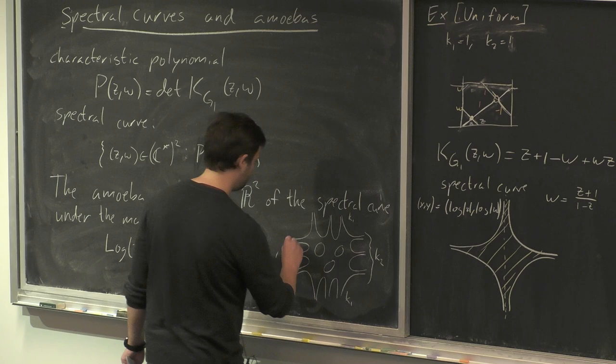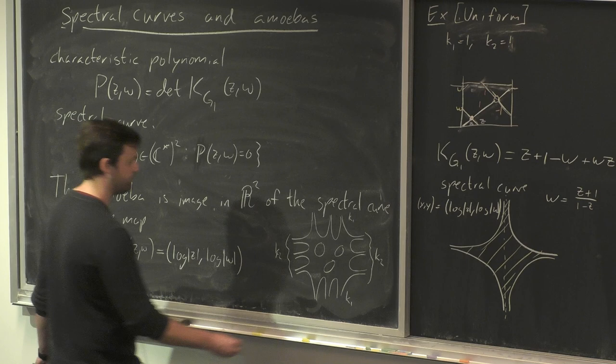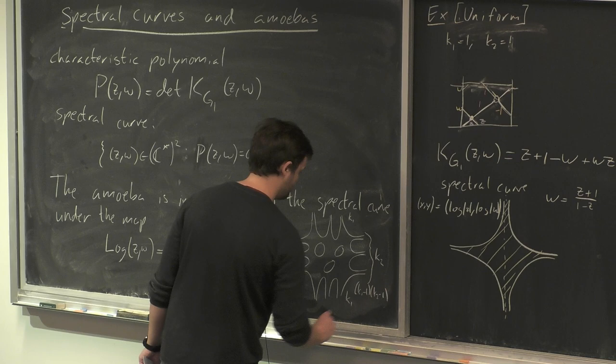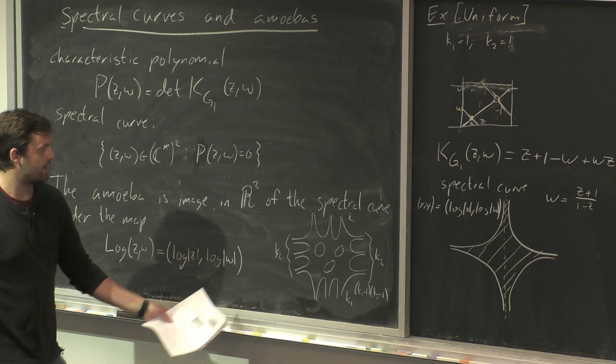And the number of holes will be k1 minus 1 times k2 minus 1. So that's the number of holes. Okay, I said I would not write it down, but now I did anyway. So that's the generic setting. So you can kind of understand these objects.